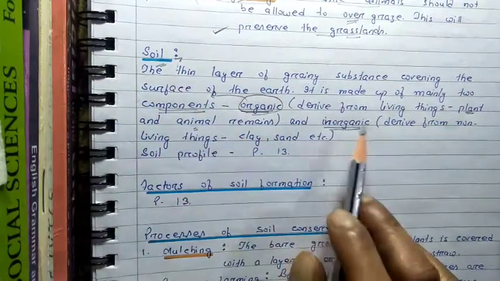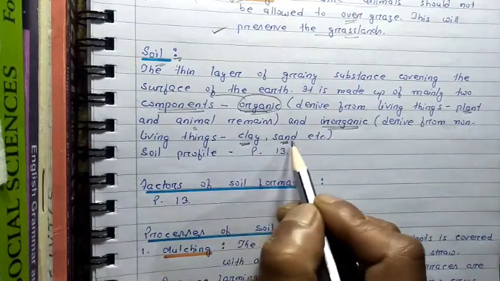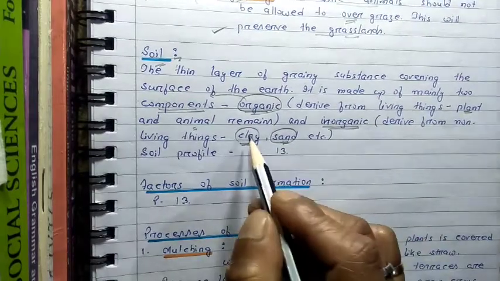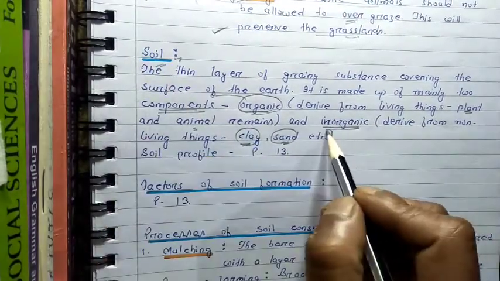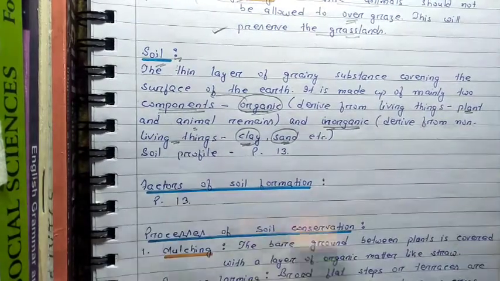Inorganic components means all the non-living things like clay and sand. These particles or components are also a part of soil, and they are the inorganic components which are generally derived from the non-living things.